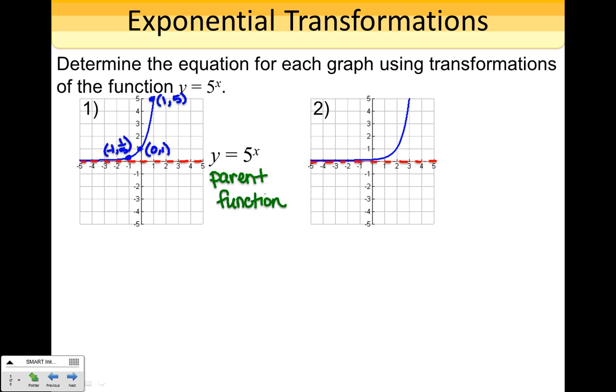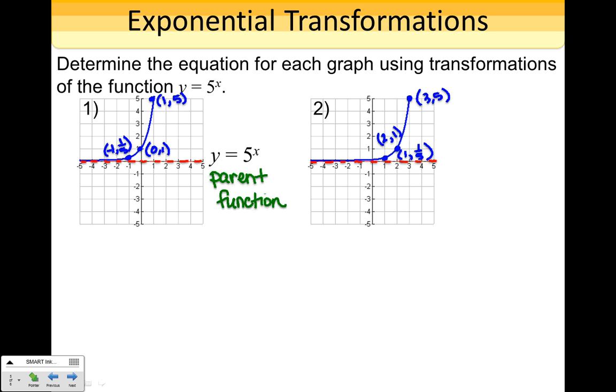So let's look at our common points. Our common point, -1, 1/5, now moved to 1, 1/5. Our point 0, 1 now moved to 2, 1. And then our point up here moved from 1, 5 to 3, 5. So in all of these instances, we added 2 to the x value. So the y values didn't change at all, and we added 2 to our x values.